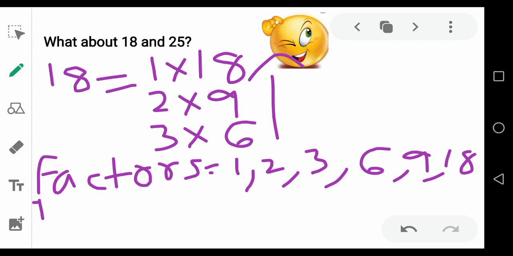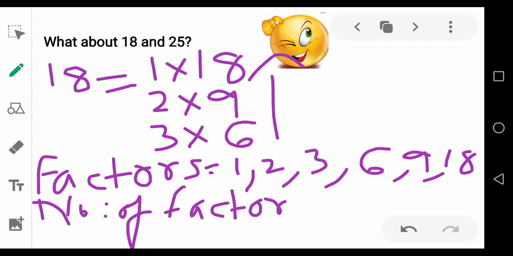So what will you write? Number of factors is equal to, how many factors are there? 1, 2, 3, 4, 5, 6, which is greater than 2. So what can we say? 18 is having more than 2 factors. Therefore, 18 is a, what type of number is it? Composite or prime? 18 is a composite number. Okay.